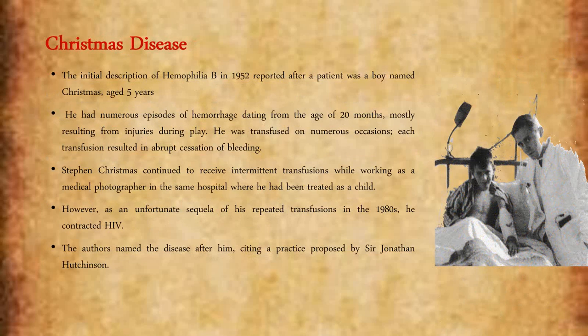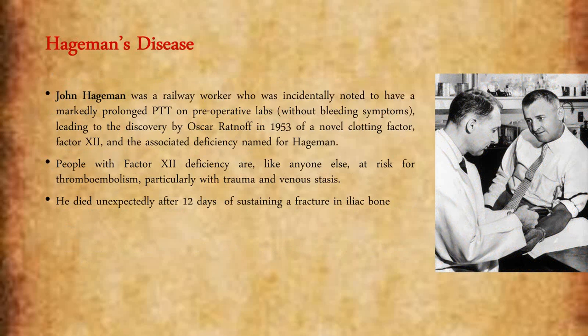Christmas disease is the initial description of hemophilia B in 1952, reported after a patient, a boy named Christmas, at the age of 5 years. At the same time, Hageman, which is deficiency of factor 12. He was a worker in railway, and the first diagnosed case was Hageman deficiency disease.